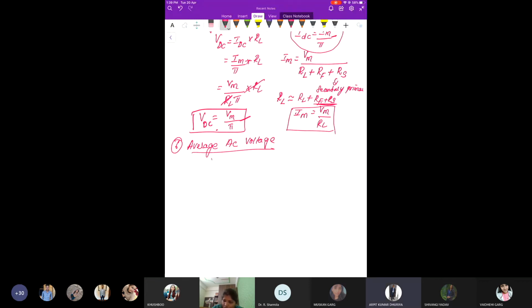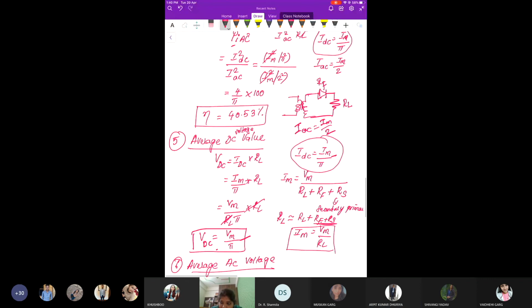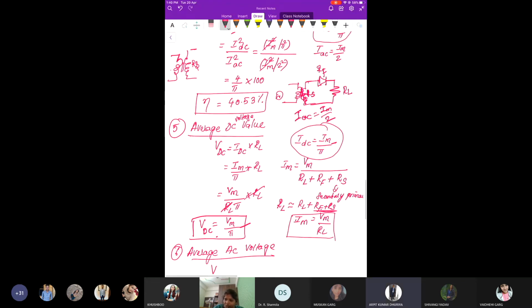Next I am going to calculate. Yes, beta, tell me. What did you say about RS? RS is nothing but the resistance of the secondary winding. You know that from the transformer only we are applying the input, right? The transformer has a resistance value; this is the primary winding and this one is the secondary winding. So the secondary winding's resistance value is nothing but your RS. Okay? So shall I proceed?